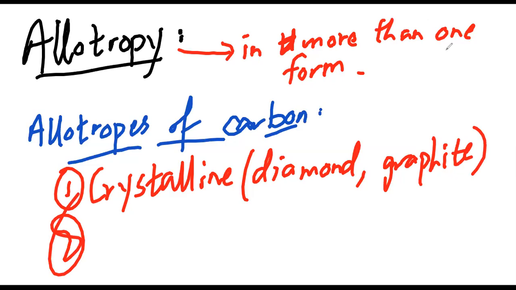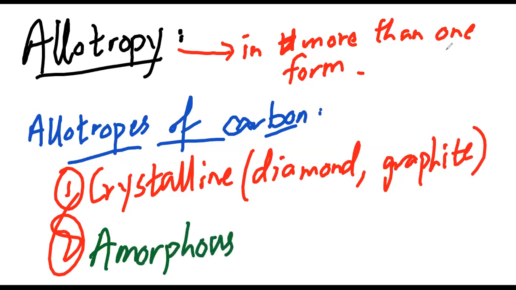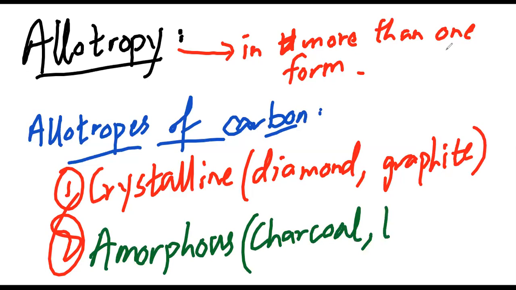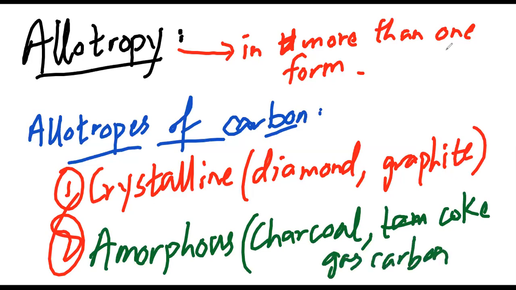And the other form is amorphous. The amorphous forms are charcoal, lamp black, coke, and gas carbon. These all are the amorphous forms.